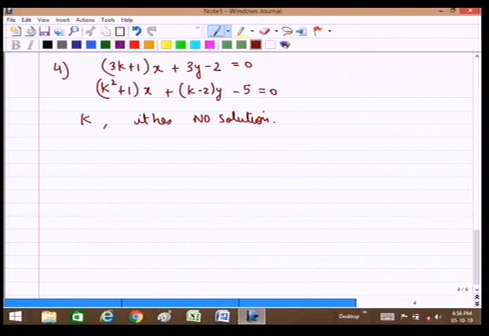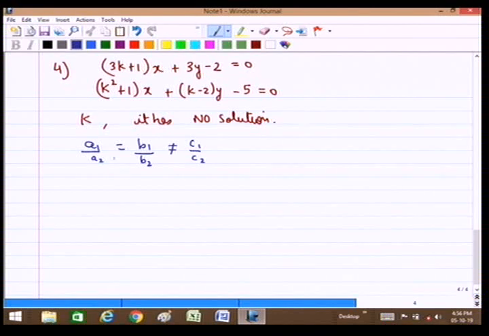For no solution, you all know that the ratio A1 upon A2 is equal to B1 upon B2, which should not be equal to C1 upon C2. That should be the condition for no solution. No, Senapati, that's not right.